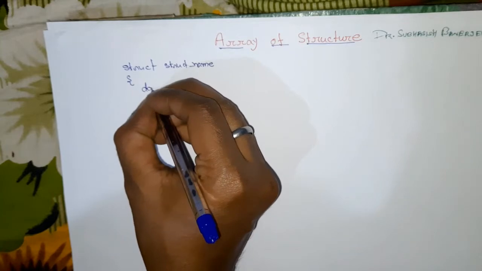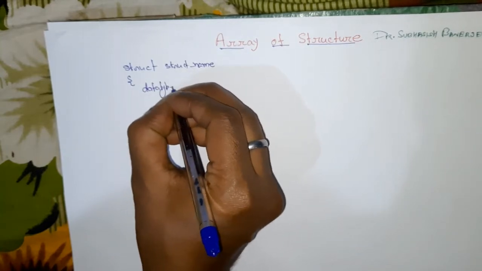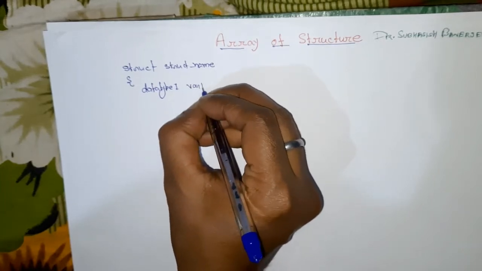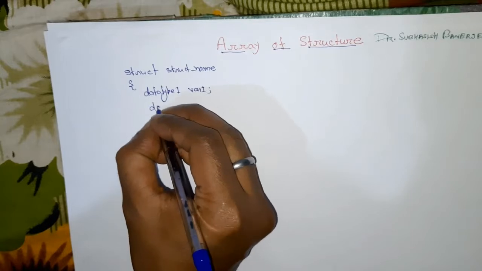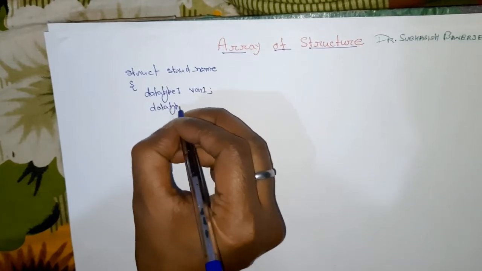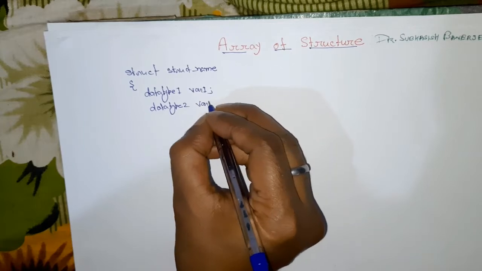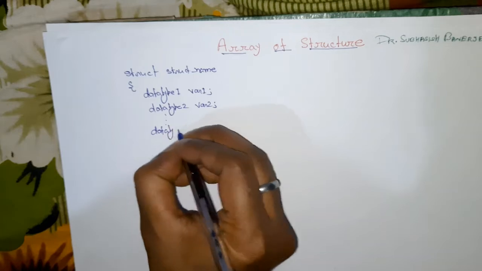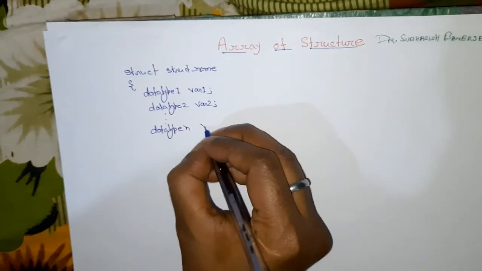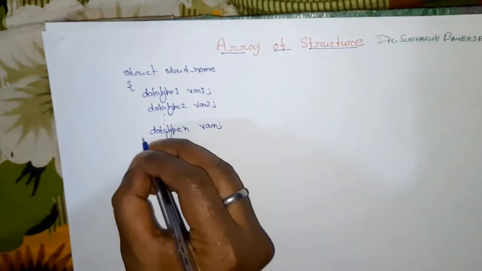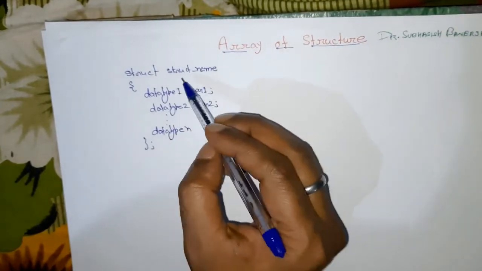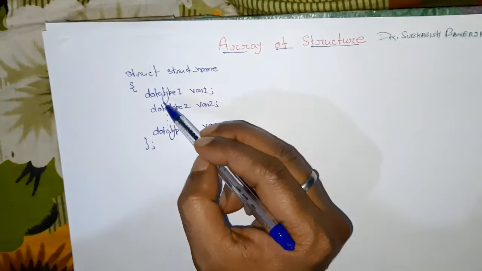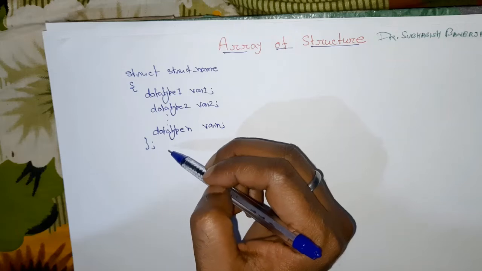So let's have data type 1, for which let's have variable 1. Let's have data type 2, with variable 2. Similarly, suppose data type n, with variable n. So in this structure we have defined a structure name, struct name, which has n variables, and all the variables are in heterogeneous form. That means n different data types.